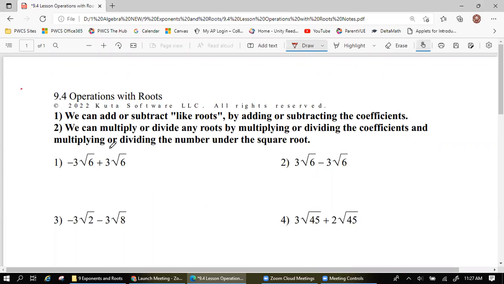And so when we add and subtract, you can see I put the ideas right here. When we add or subtract like roots, that means when you have the same square root symbol with the same number underneath, then we can just add or subtract the coefficients, the numbers in front.